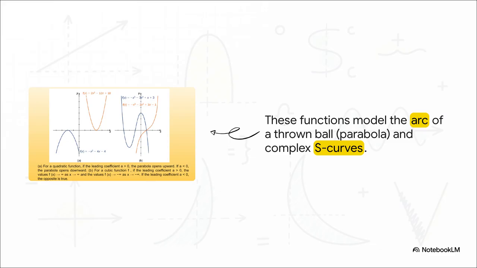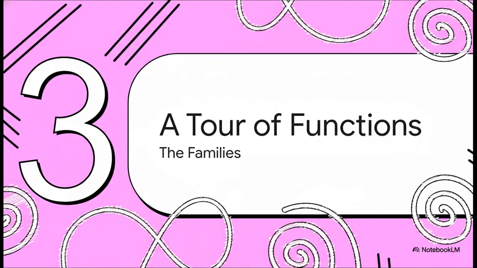That U shape is called a parabola. And the more complex ones, man, they can model everything from the twists and turns of a roller coaster to the wild ups and downs of the stock market. Okay, so we've got lines and we've got curves from polynomials. Let's zoom out for a second and see where these guys fit into the bigger picture.